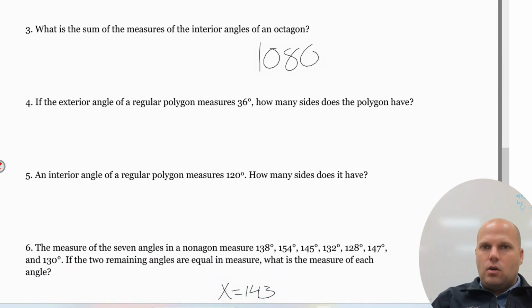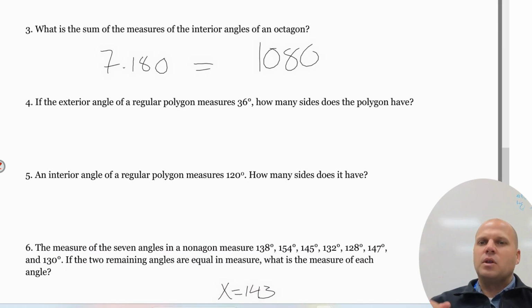All right, now we understand this is 1080 because we have 7 180s. Next question is like, what if we have an angle measurement? How can you find the number of sides?